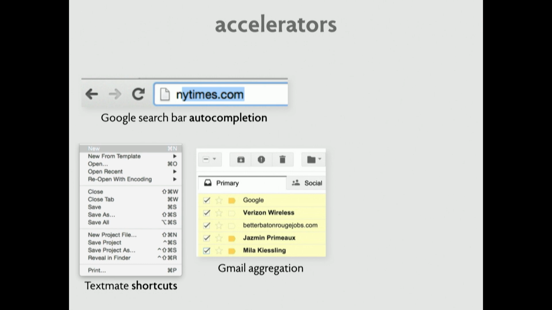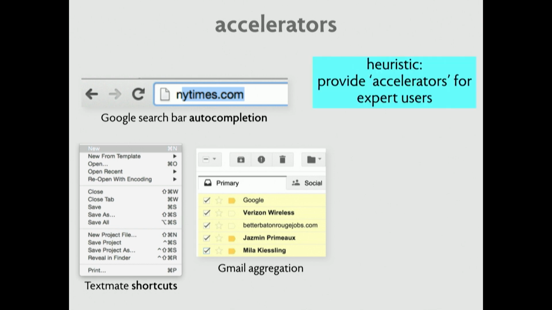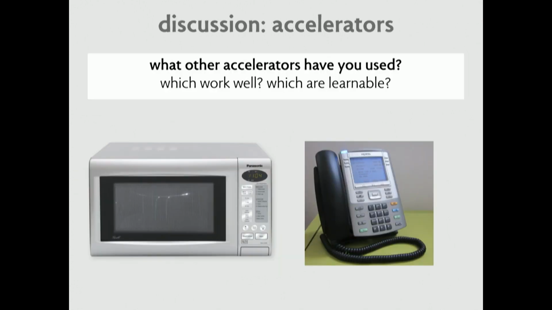And then aggregation is an example of a shortcut where you can select multiple items and then apply an action to them to be applied in concert to all of them. So here's an example of 2 old machines that have accelerators. What kinds of accelerators would you expect on these machines? Yes, Billy? Quick minute or quick 30 seconds.